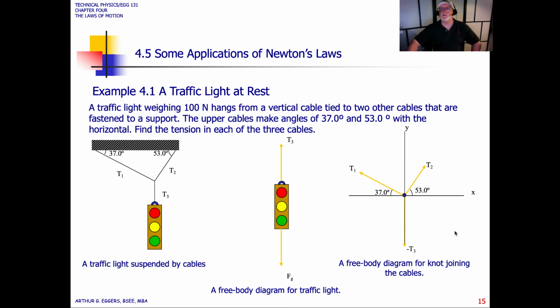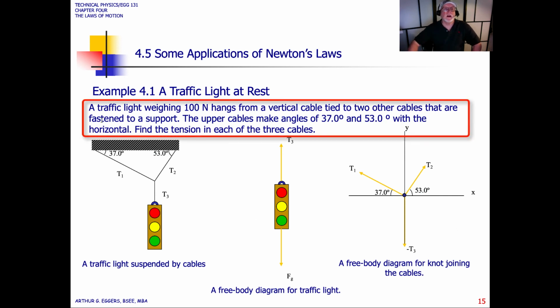So in this simple example here, a traffic light weighing 100 newtons hangs from a vertical cable tied to 2 other cables that are fastened to the support. So going back to my explanation earlier, 100 newtons here includes mass and gravity. So this is the product of mass and gravity. The upper cables make angles of 37 degrees and 53 degrees.